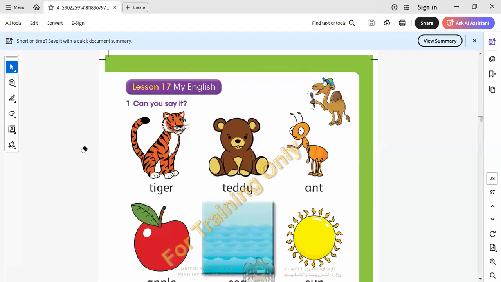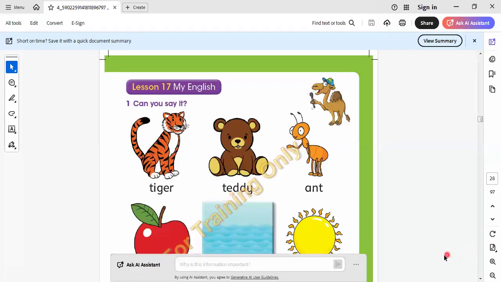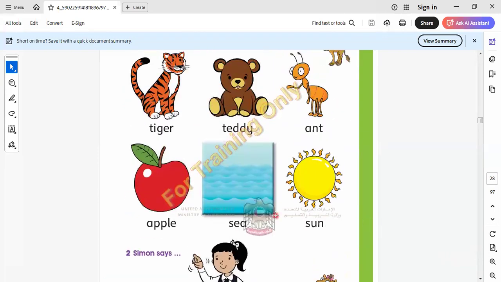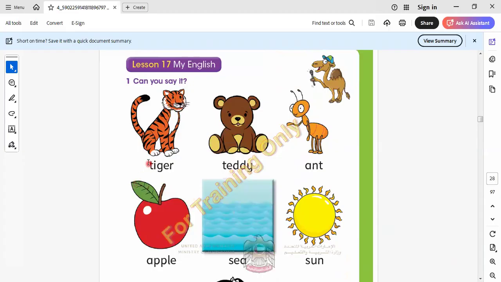Let's go to another item here. Here is can I see. Let's know the names of things that we learned before. Here we learn some words. Let's learn it together. Here we have tiger, teddy. Tiger started with which letter? Started with letter T. Here is tiger and teddy.